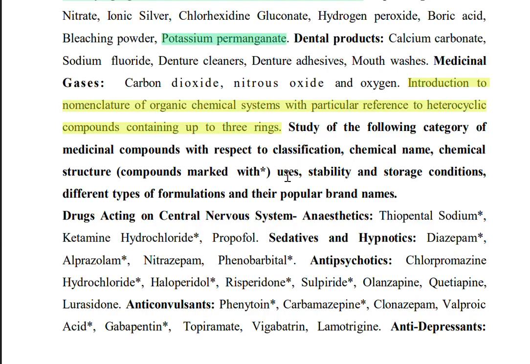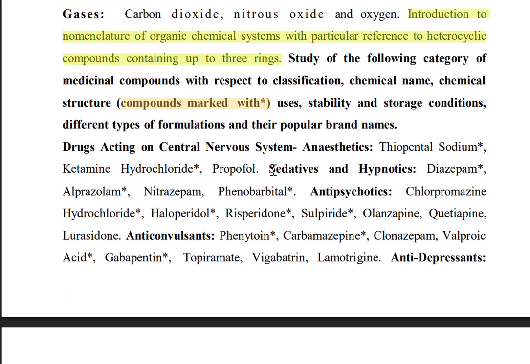In the B.Pharm syllabus and D.Pharm syllabus, you may come across compounds marked with asterisks. For those, we have to know the starting material, intermediate, and the final product. What is the IUPAC name? This may play an important role because each of the compounds we prepare in the pharmaceutical laboratory has some starting material. We have to focus on that topic. And then the stability and storage conditions: temperature, tropical storage condition, accelerated stability studies, like that. And drugs acting on the central nervous system.